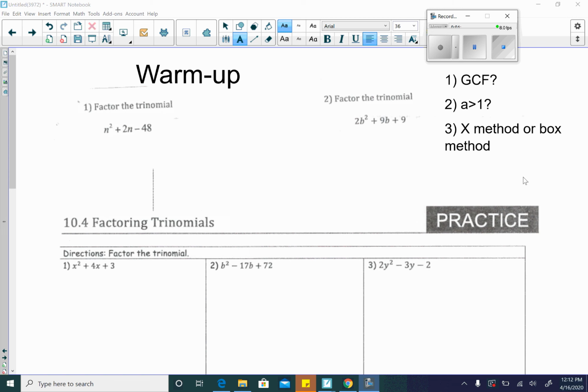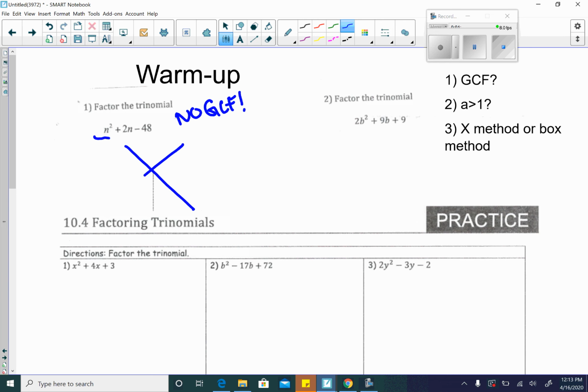After you have tried these, the first one you're asking yourself, is there a GCF? And you should have answered no. There's no GCF. My next question is, is A greater than 1? A is in front of this variable here, and it is 1. So that's awesome. That means I can just set up my X method, and I can find two numbers that multiply to negative 48 and that add to 2n. We can start including those n's in there if that helps you. You don't have to. You just need to know how to write it in factored form. That's another way to think about it, though.